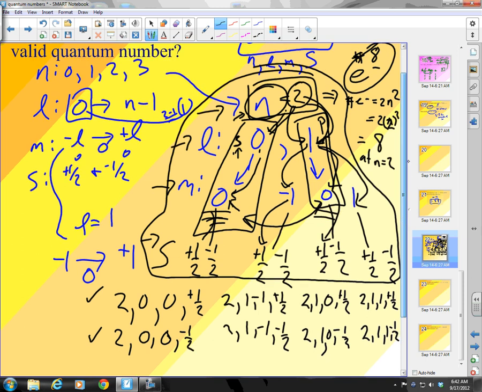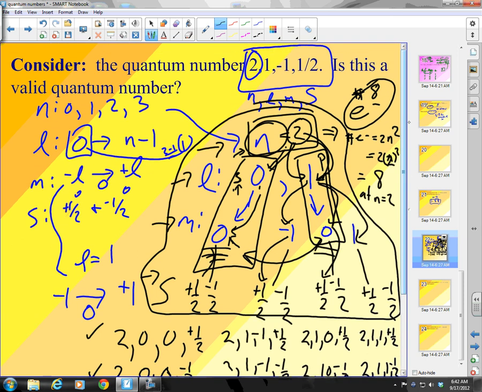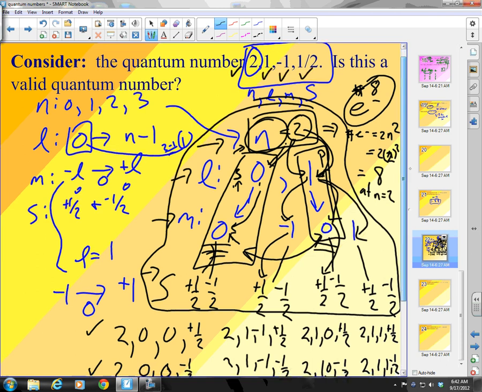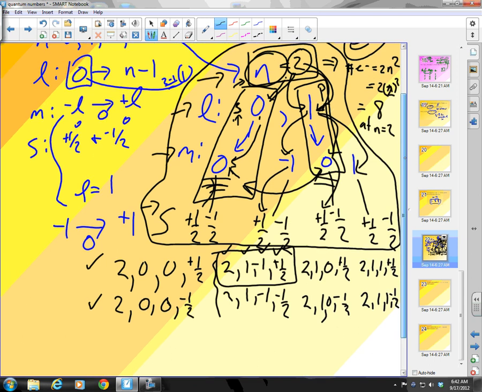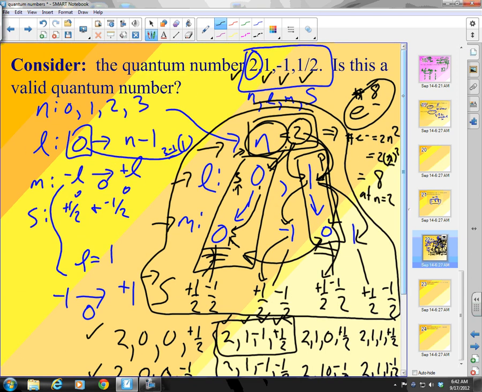Now, did we answer our question? Is it possible to have 2, 1, minus 1, 1 half? Let's see. 2, okay, all these are 2. 1, okay, 2, 1. We're looking at these two right here. Minus 1, yes, positive 1 half. 2, 1, minus 1, 1 half. Is that possible? The answer is yes, it is possible. Okay, good.